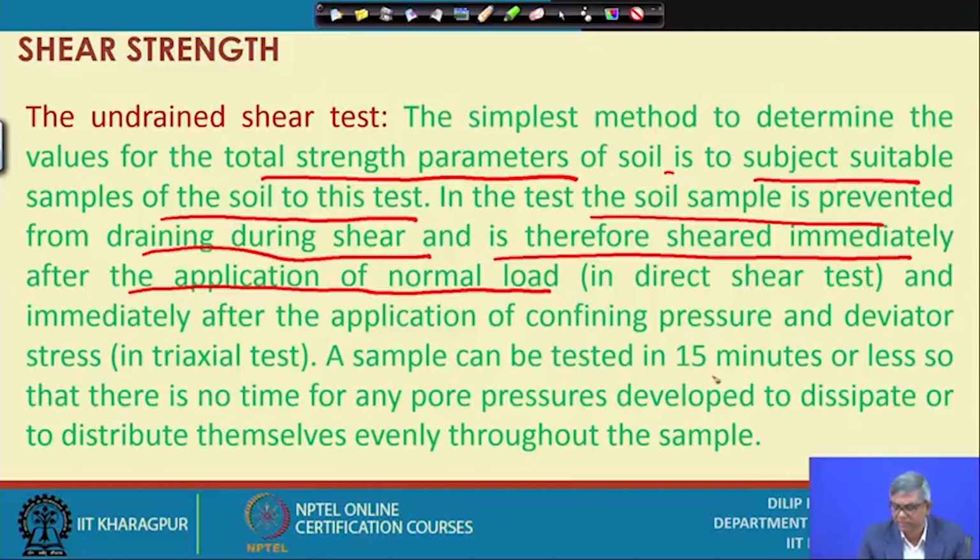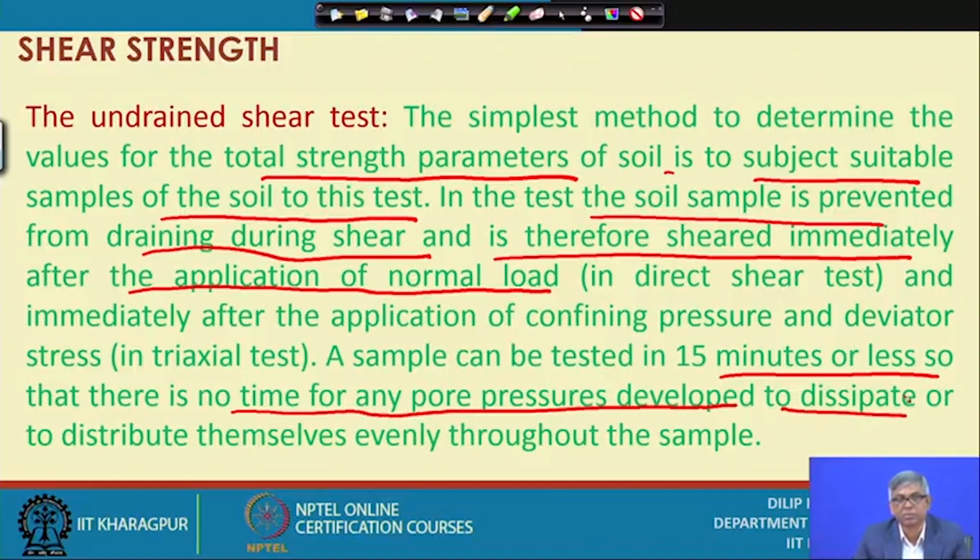The sample can be tested in 15 minutes, and there is no time for any pore pressure to develop or dissipate. That means, whatever pore pressure develops, there is no time to dissipate it or distribute itself evenly throughout the sample. Whatever condition develops, that is the condition we shear; we do not bother what is happening inside, and so quickly we get some idea about the strength parameters by this test.